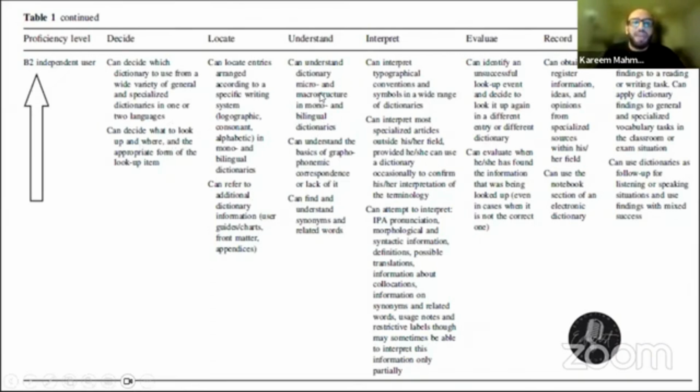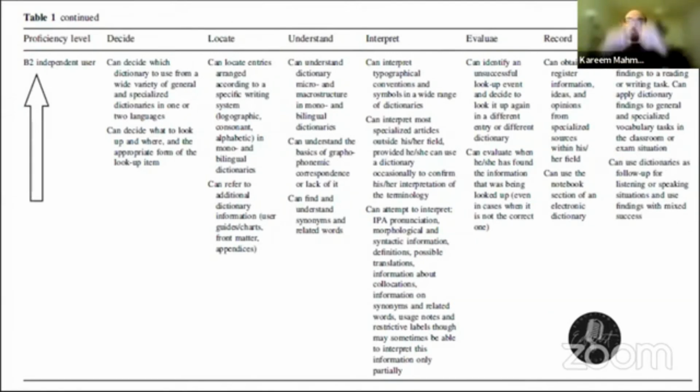But for example, they can understand only the micro and, in the monolingual, the micro and the macro. What is the meaning of micro and macro structure? Microstructure means all the linguistic things. They can still understand it, not at a deeper level, but they can understand. Will they be able to interpret them? It depends on the level. But they can understand all the linguistic features. But they cannot understand, for example, the semantic relations. They cannot understand the semantic network.